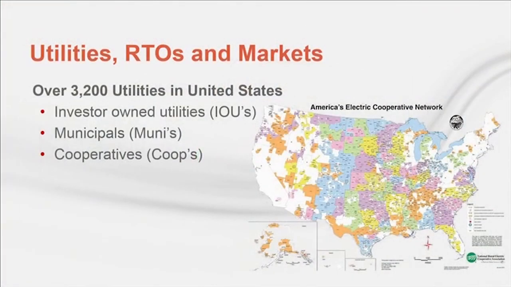Utilities are classified by different ownership structures. There are over 3,200 electric utilities in the United States. Most customers are served by what is known as an investor-owned utility, or IOUs. These are for-profit companies, and they're usually publicly traded. Other utilities are operated by the city they serve. These are called municipal utilities. Others are owned and operated by and for their members, electric cooperatives. Co-ops developed in the early days of electricity in what were then rural areas to serve farms and smaller communities.